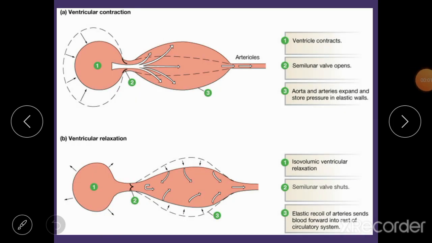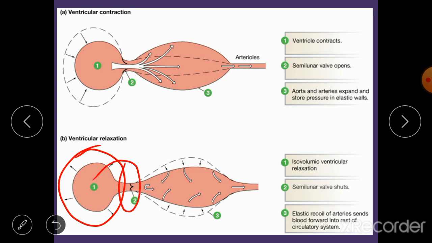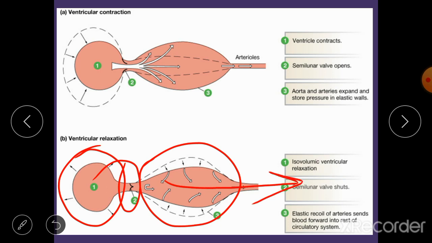Now let us have a quick look at what happens during ventricular contraction. When the ventricle contracts, it pushes its blood through the open aortic valve into the aorta. The aorta and all the arteries expand and store pressure within their walls. Now, during ventricular relaxation, when the ventricle is no longer pumping blood into the aorta and the aortic valve is closed, these elastic arteries recoil, especially the aorta, which recoils and sends the blood forward towards the peripheral arteries even during the diastole.